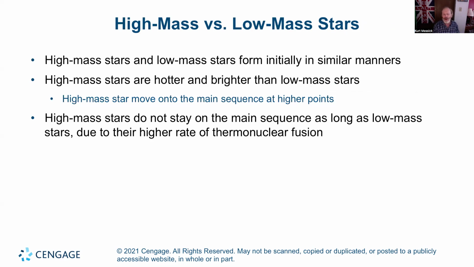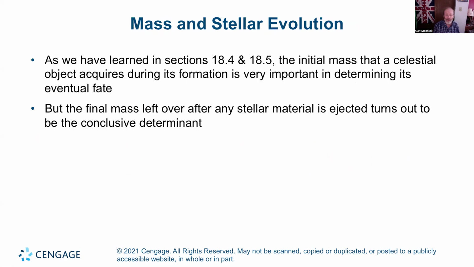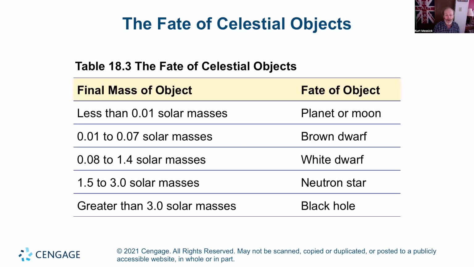High mass stars and low mass stars form the same way. High mass stars are hotter and brighter than low mass stars. High mass stars burn out faster than them. And what they will eventually do, the high mass stars, is they will have supernova explosions and turn into neutron stars or black holes. So mass is the key determiner. If you are a high mass star, you end up as a neutron star or black hole after an explosion. If you are a low mass star, you turn into a white dwarf with a planetary nebula around it.